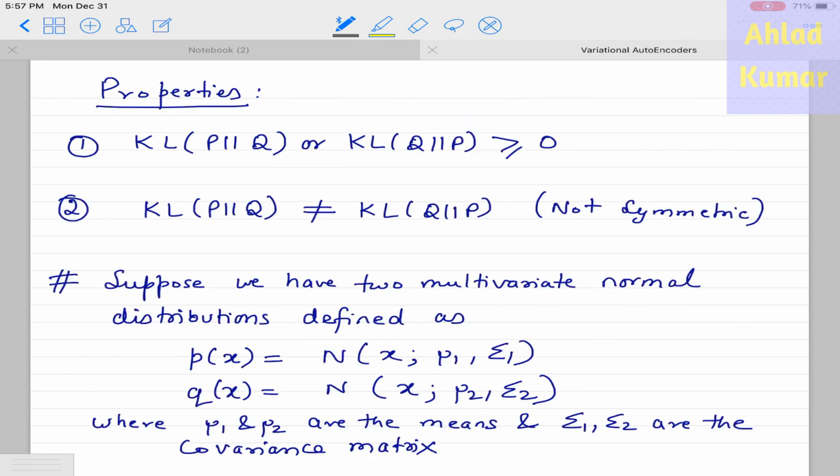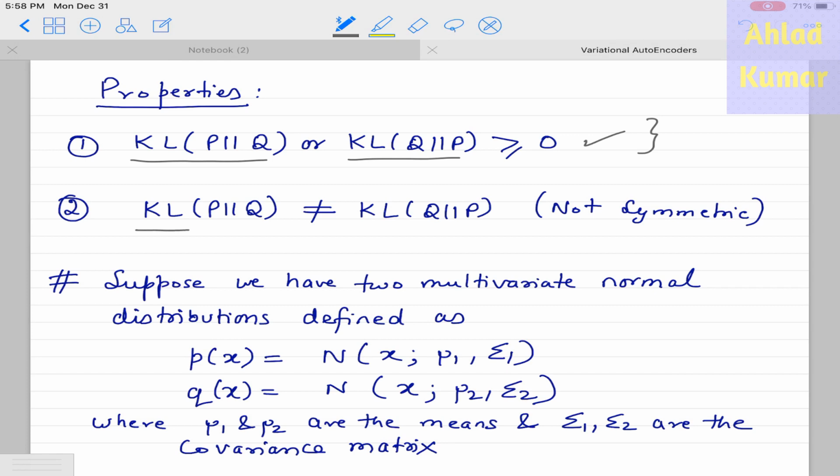So let's move forward. These are the basic properties of KL divergence, which show that the KL divergence between the two PDFs, that is P and Q or Q and P, will always be greater than or equal to 0. This is a very important property, and we will be using it while deriving the loss function of the variational autoencoders.